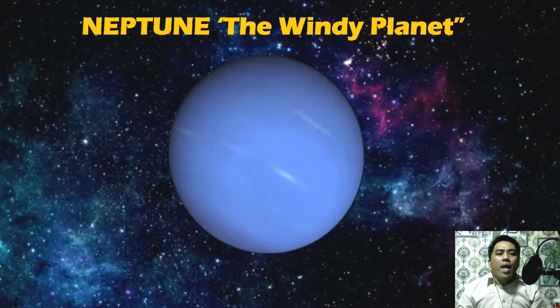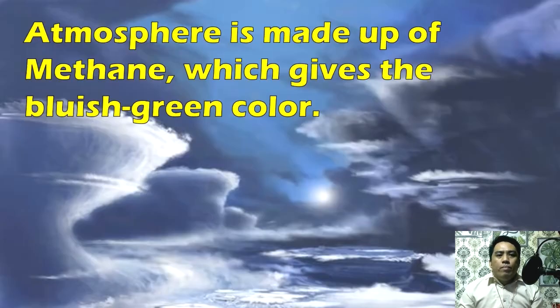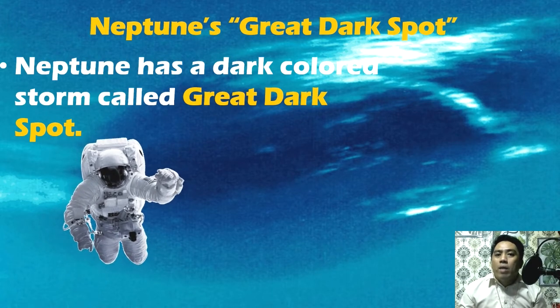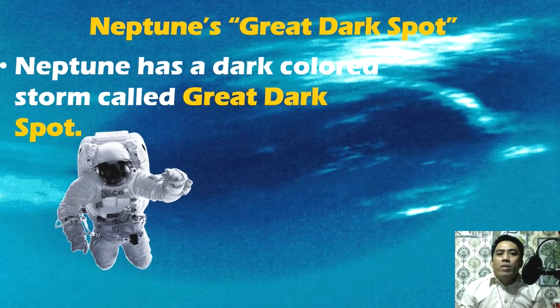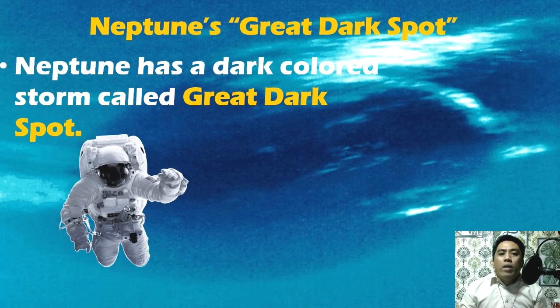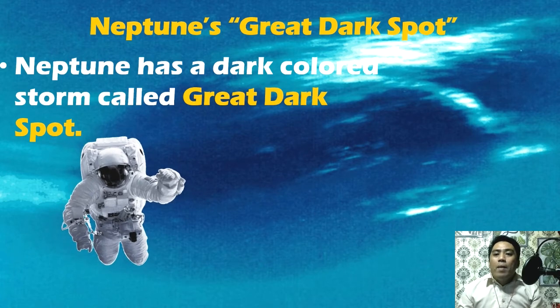So Neptune, the windy planet. So Neptune is the fourth largest planet and it has an elliptical orbit. Atmosphere is made up of methane which gives the bluish-green color. Neptune has a great dark spot. Kung ang Jupiter ay mayroong great red spot, si Neptune naman ay may great dark spot. So Neptune has a dark colored storm called great dark spot. So kagaya ng Jupiter, so yung great dark spot ni Neptune ay bagyo din.